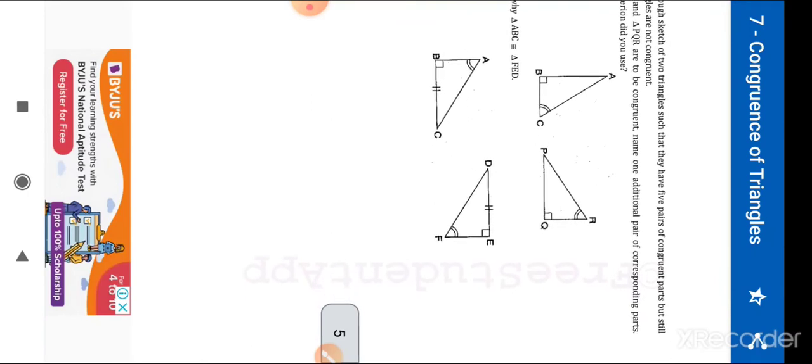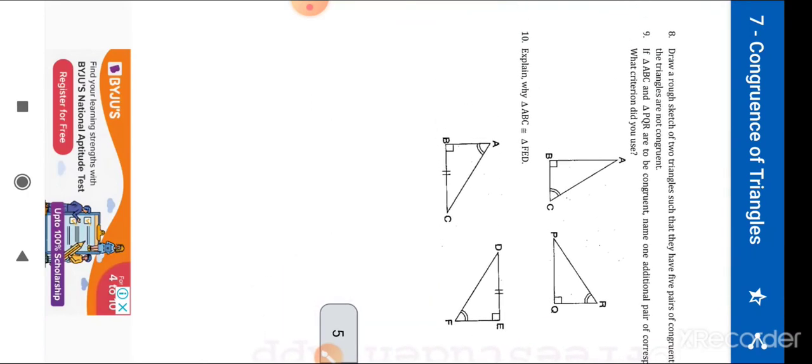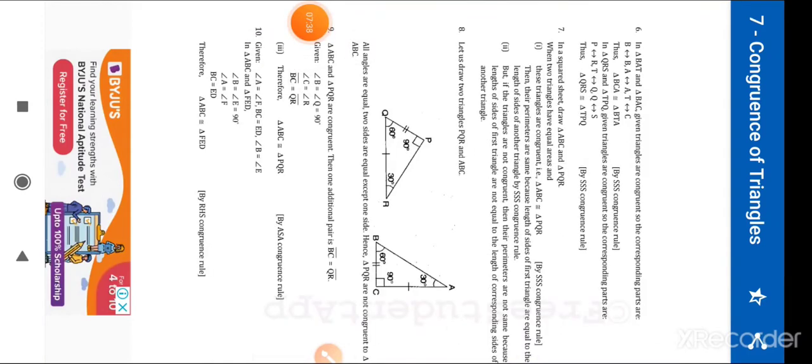Next question is, draw a rough sketch of two triangles such that they have 5 pairs of congruent parts, but still the triangles are not congruent. So here are two triangles PQR and ABC. Angle P is 90 degrees, angle Q is 60 degrees, and angle R is 30 degrees. In triangle ABC, angle A is 30 degrees, angle B is 60 degrees, and angle C is 90 degrees.